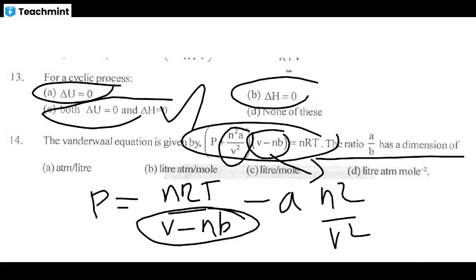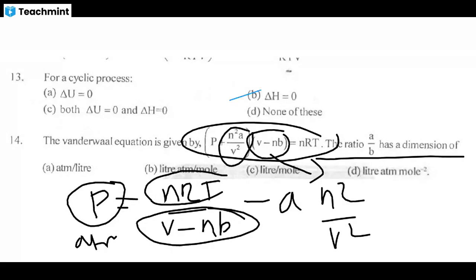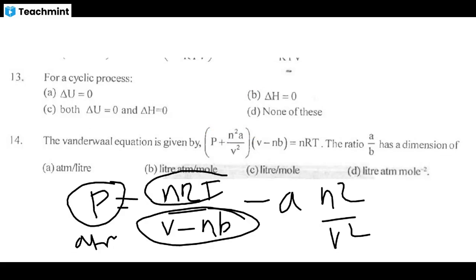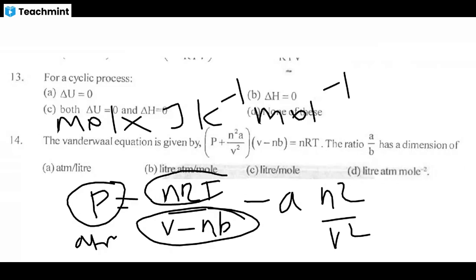Above, you see P, pressure, in atmospheric or pascal or whatever pressure unit, so the units should match. Atmospheric pressure here means this side must also be atmospheric pressure. Like that you should calculate. Here n is moles and R is joules per kelvin per mole, and T is in kelvin, so those cancel. Taking volume in meter cube or anything else, joules per meter cube is pressure.